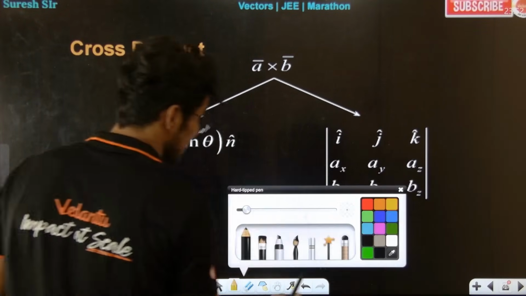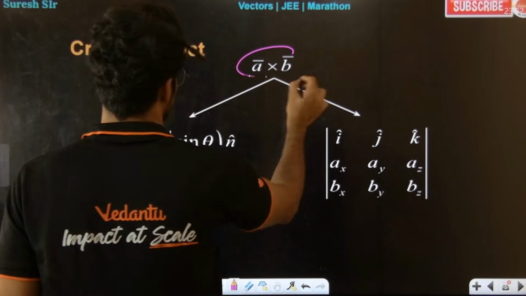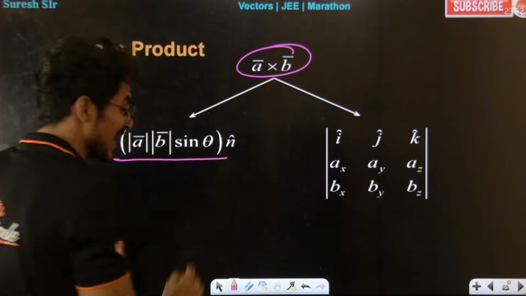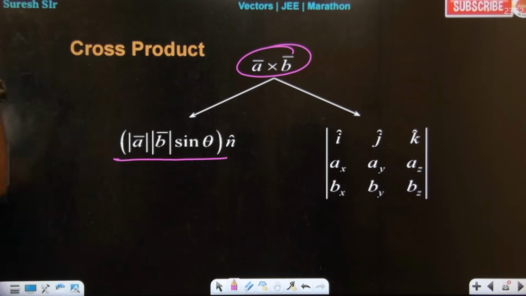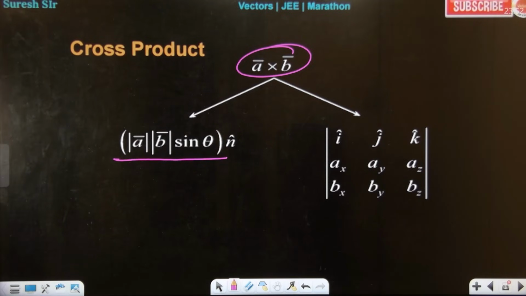Now cross product, sir, cross product means basically magnitude of A into magnitude of B into sin theta into n cap. Yes or no? Sir, n cap represents the unit vector. It gives the direction. N cap is what? Unit vector. Right?